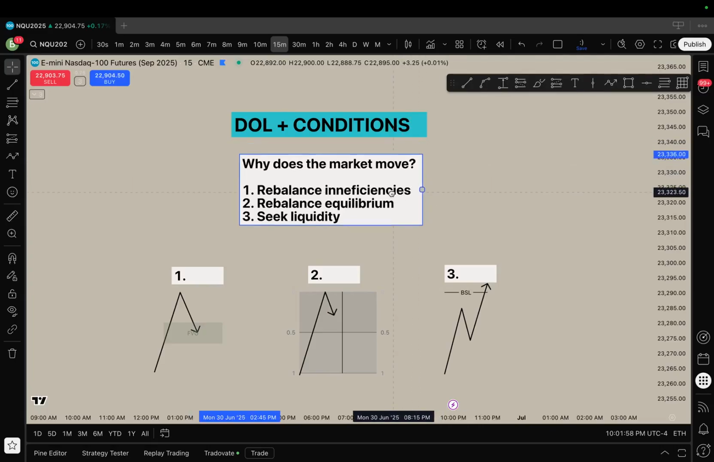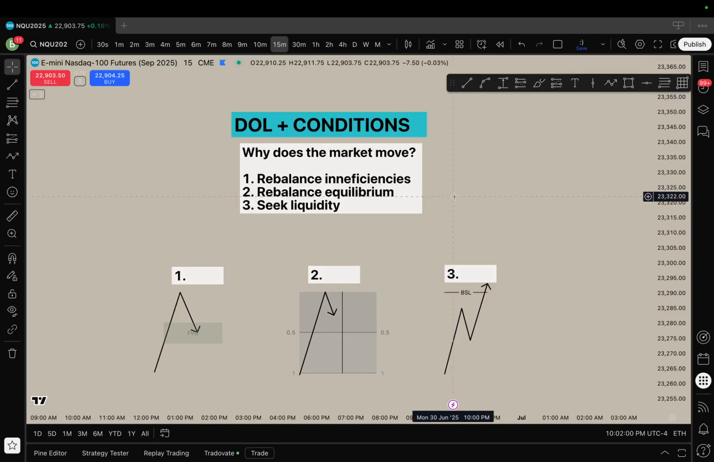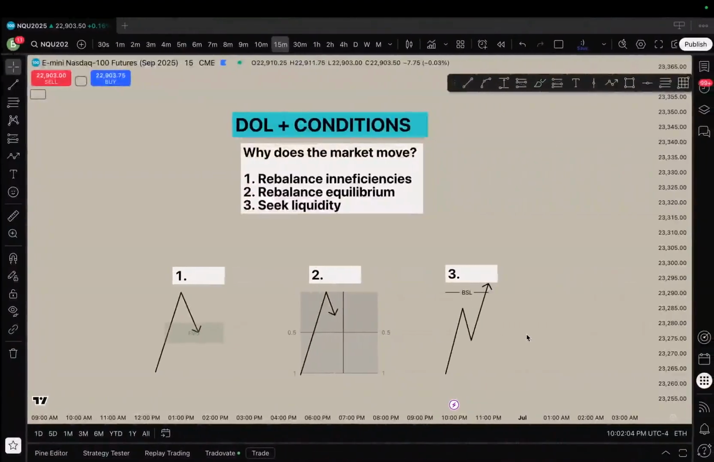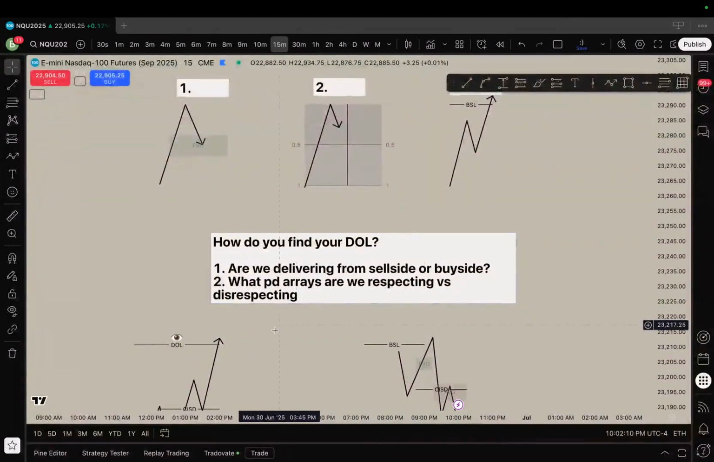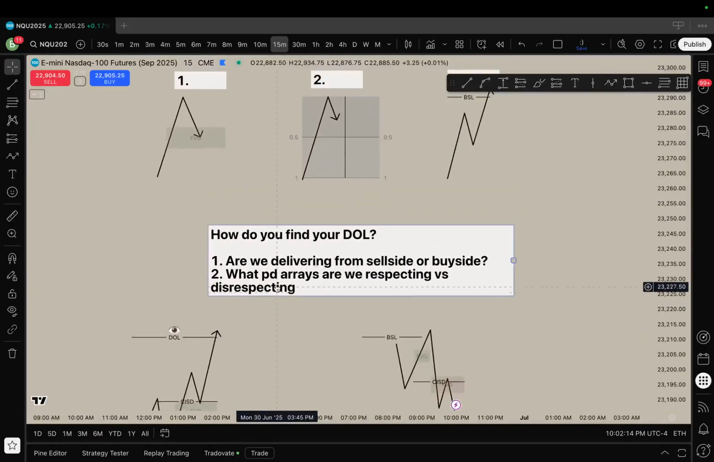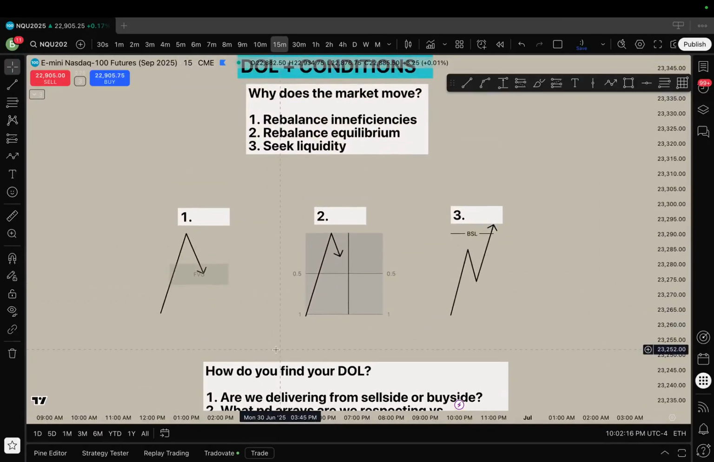And that being said, guys, hopefully you enjoyed this video. It wasn't that long, it was only 30 minutes. But again, ask yourself: rebalancing efficiencies, are we rebalancing equilibrium or are we seeking liquidity? Are we delivering from sell side or buy side? And what PD arrays are we respecting versus disrespecting? All of this will find your draw on liquidity and your entry model.